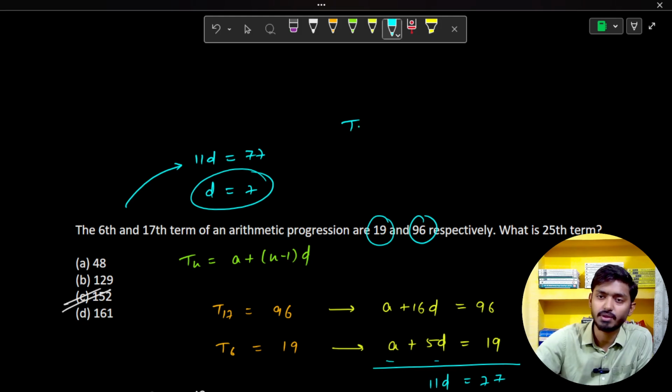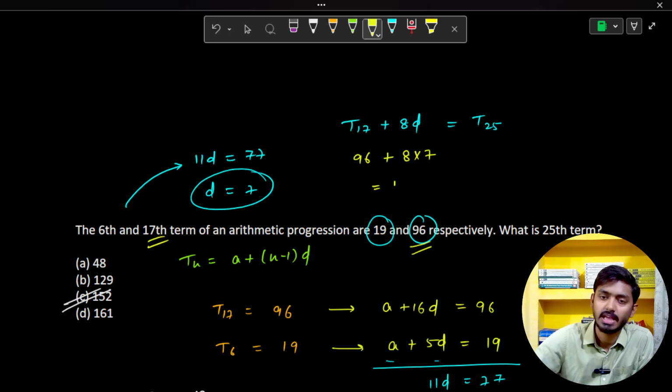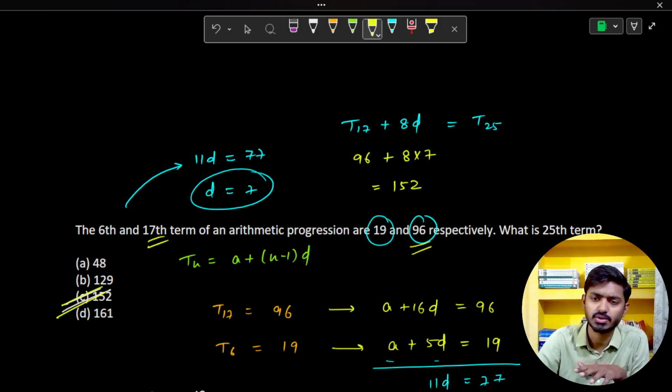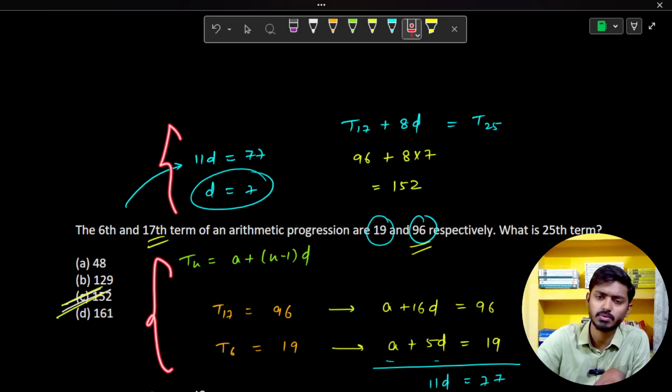Now if you add 8D to T17, you get T25. Simple as that. The value of T17 is 96. You could write 96 over here, plus 8 times 7. It would anyway become 152, which is option C. So there are multiple methods to solve such questions. This one being a little bit fast, and this one was the traditional method.